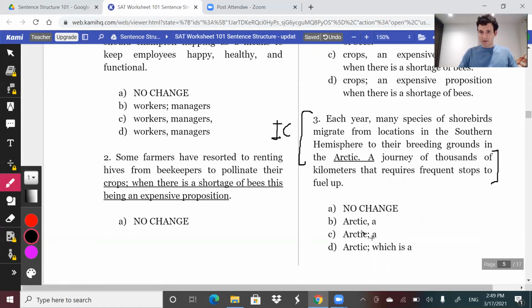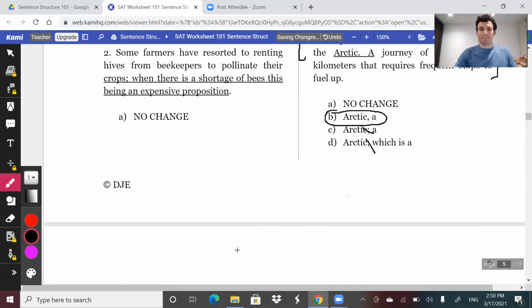It cannot be C, because semicolon means we need to have 2 independent clauses. It cannot be D, and it also cannot be A with the full stop. So this one is going to be B. Let's do one more problem.